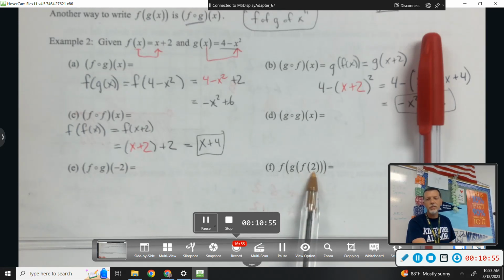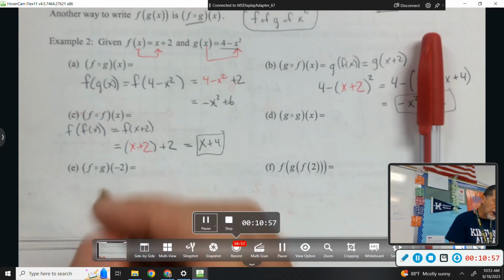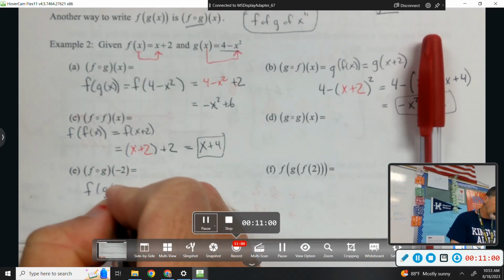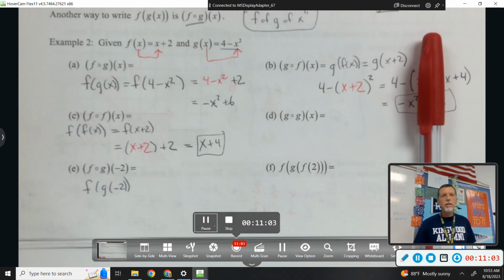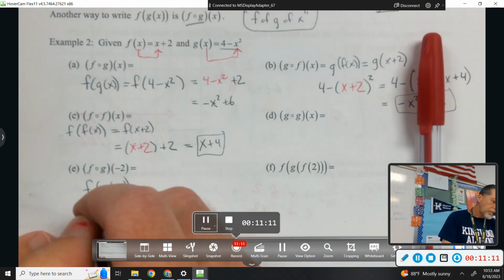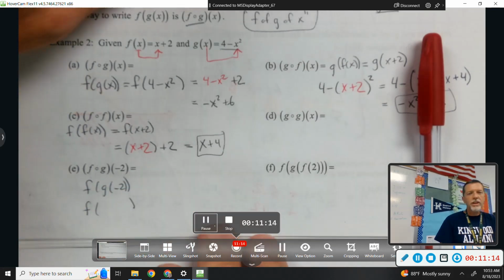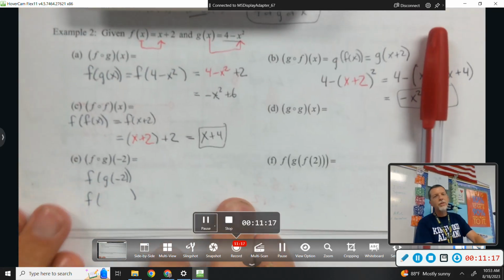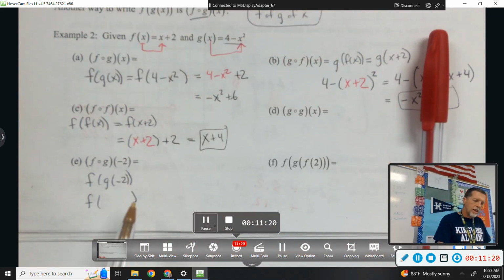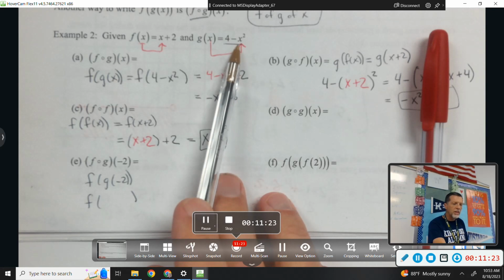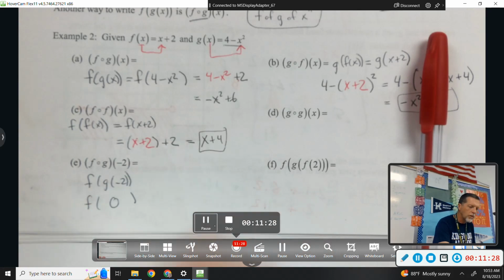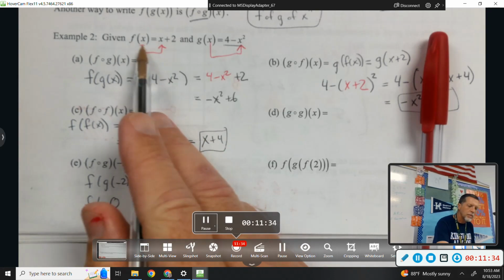Fogoff of 2 is what f is. Let's skip D, let's do E, because that's a number in there. F of g of negative 2. So my first job is to find g of negative 2. Get that and plug that into the f equation. G of negative 2. So if I put in negative 2, square it, I get 4. 4 minus 4 is 0. And then f of 0, plug in 0, I get 2.